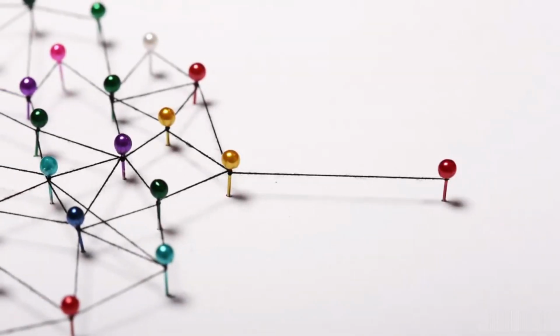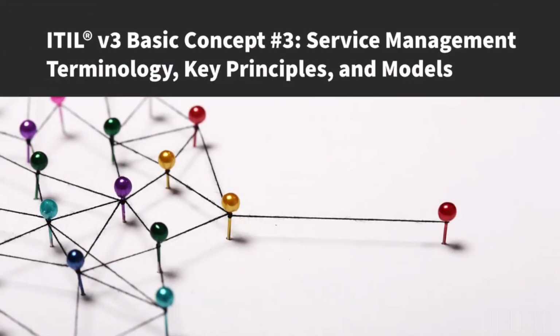The third ITIL v3 basic concept is terminology, fundamental principles, and models. Let's start with terminology. The ITIL glossary covers hundreds of concepts, definitions, and acronyms. All of these definitions and distinctions serve an essential purpose, providing a common and complete enough language.